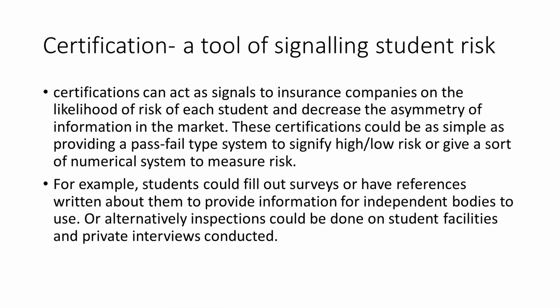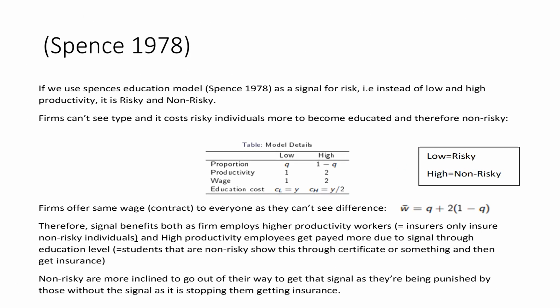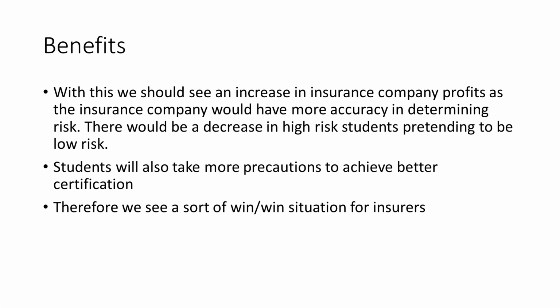As we've seen earlier, a difficulty in determining insurance for student possessions is the problem of assessing the level of risk that each student provides. A solution to this is the addition of independent certification as a signalling mechanism. These could be as simple as a pass-fail system or a graded one. If we modify the Spence model, we can show this could be beneficial to the insurer and student. Firms normally can't see a student's risk and therefore offer the same contract to everyone. However, with the signalling mechanism, the insurer can identify and insure low-risk students and offer a better rate, whilst low-risk students will go out of their way to achieve the signal. This provides the insurer with a beneficial situation.